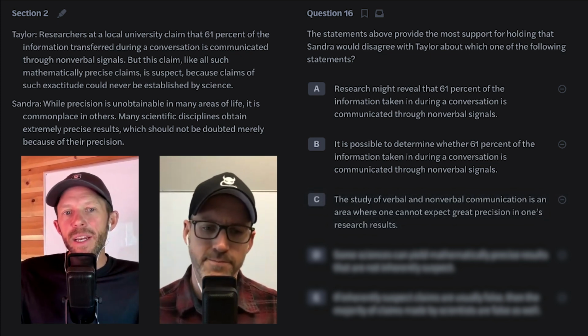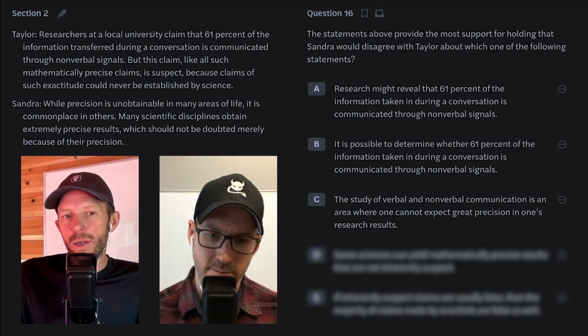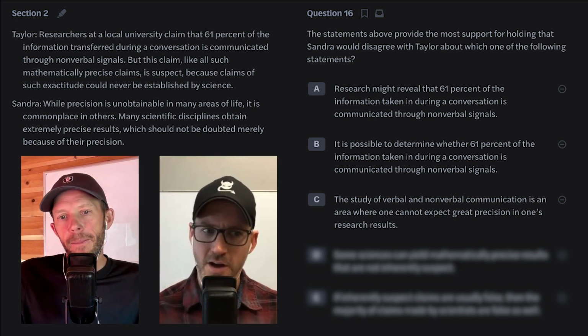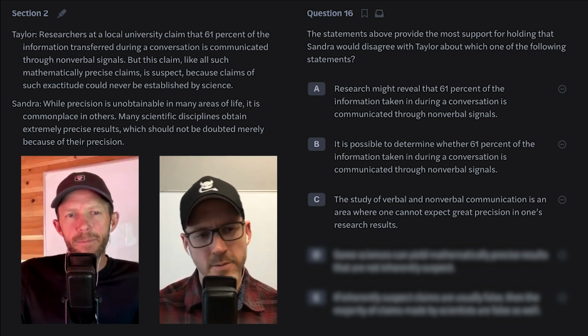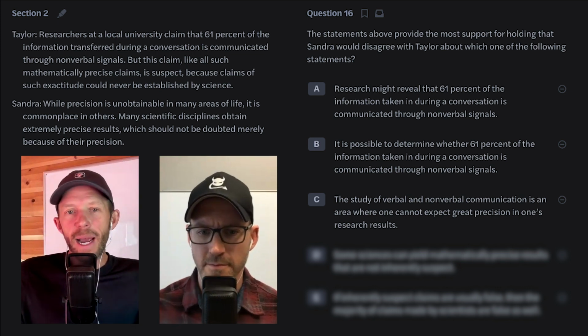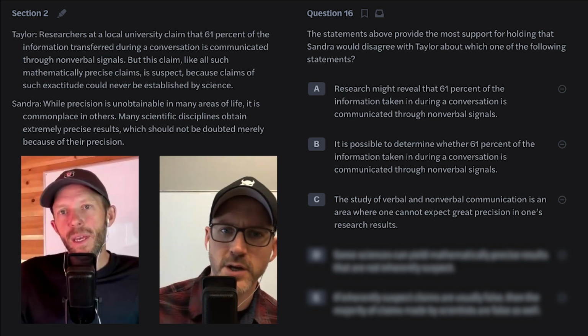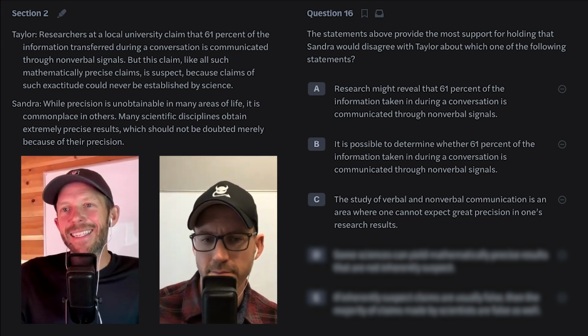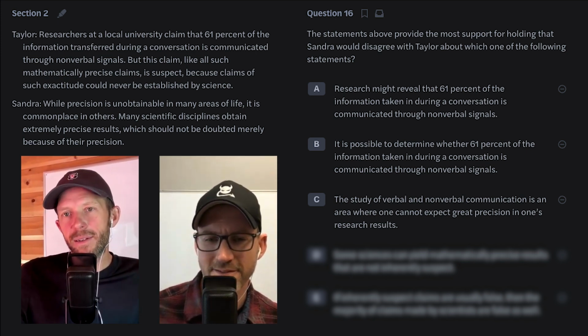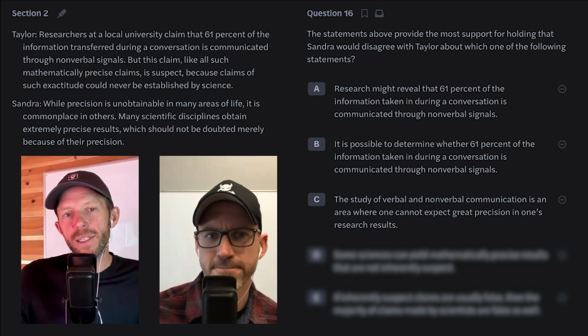C, the study of verbal and nonverbal communication is an area where one cannot expect great precision in one's research results. Taylor would agree. Sandra, we don't know. Exactly. Any answer that's about the domain is going to be wrong. They're arguing about whether science can ever be this precise. They're not arguing about whether science can be this precise in this particular domain. So A, B, and C all fail for the exact same reason.